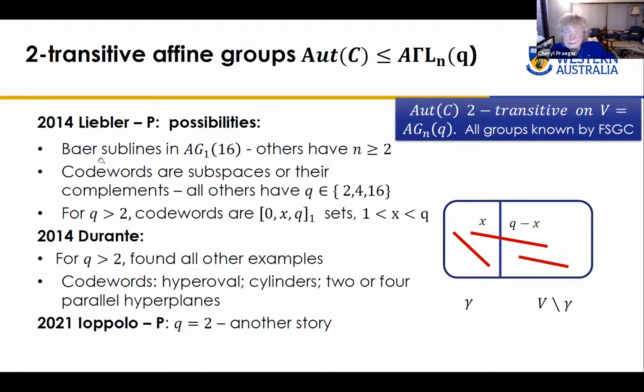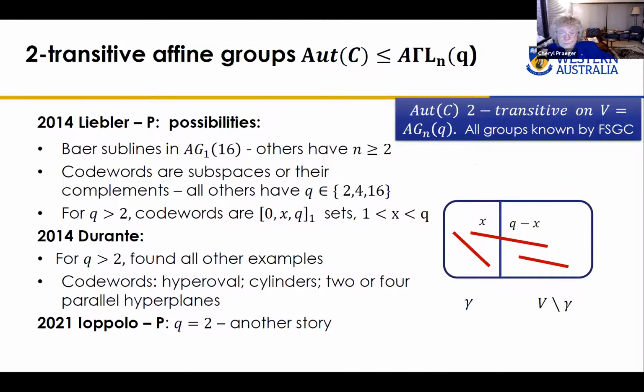Well, we got some examples. You have just one one-dimensional example, a bit like the Baer sublines, but here you need q, the field size, to be 16 in order to get the SIT property. All the other examples have dimension at least 2. We showed that if we take code words to be subspaces of a fixed dimension or complements of subspaces of a fixed dimension, you get examples. And we were able to show that if there were any more examples, then the field size q had to be 2 or 4 or 16.